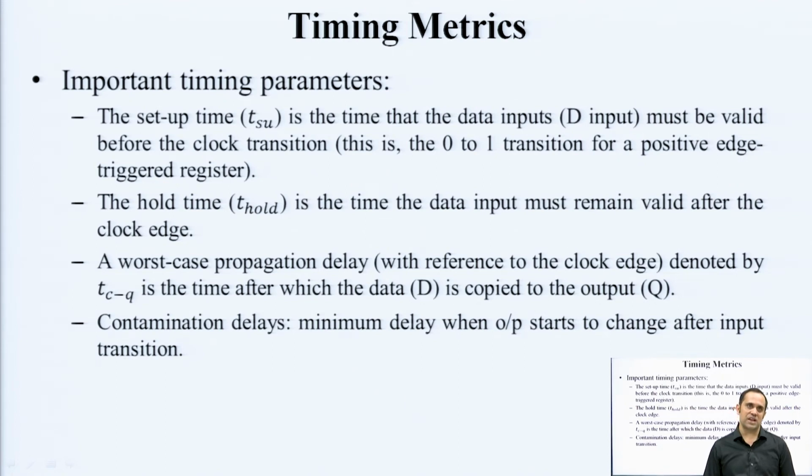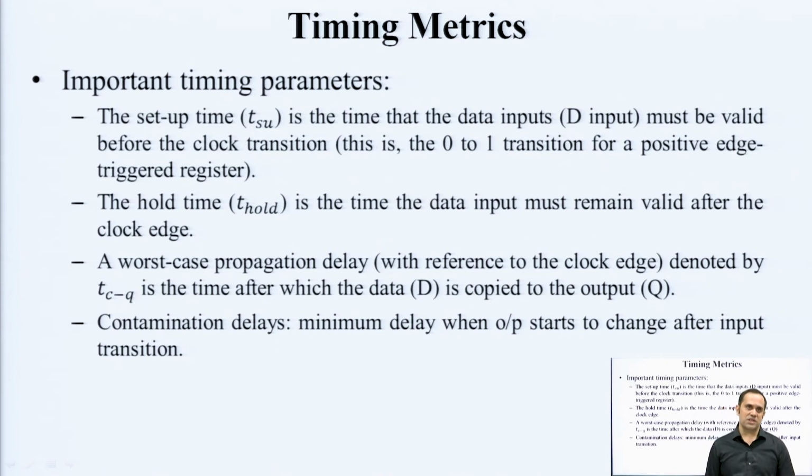So, if propagation delay is the maximum time it takes for the output to become steady after the input has changed, contamination delay is the minimum time when the output actually starts to make a move. Suppose at time t equal to 0 your input changes, a finite amount of time will lapse, depending on the circuit complexity, before the output starts to make a transition. That minimum amount of time is known as contamination delay, and the maximum amount of time it takes for the output to become steady is your propagation delay.